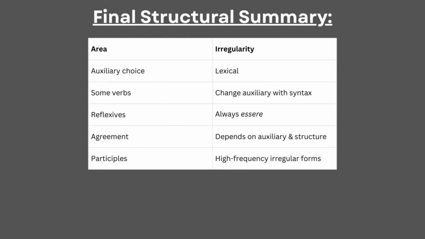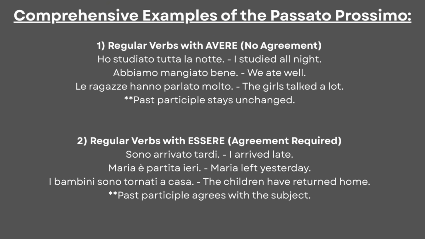Overall, other concepts can be useful in fully understanding the purpose of the passato prossimo, and as a way to conclude the lesson, we can finish with practical examples in all categories of the rules that we've seen. Ho studiato tutta la notte. Abbiamo mangiato bene. Le ragazze hanno parlato molto.